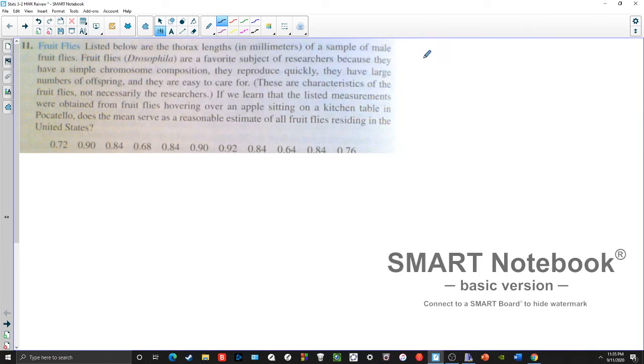This is a video on the homework review for Chapter 3.2, which is on measures of center for stats. So let's go ahead and get started. I'm just going to try to do all these problems here just so that you have some reference to check your own work and see if you're on the right track when doing these.